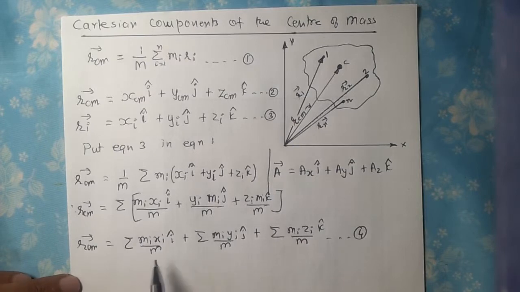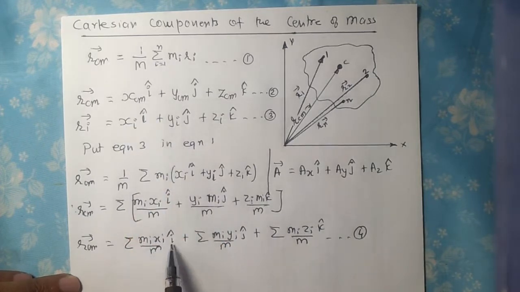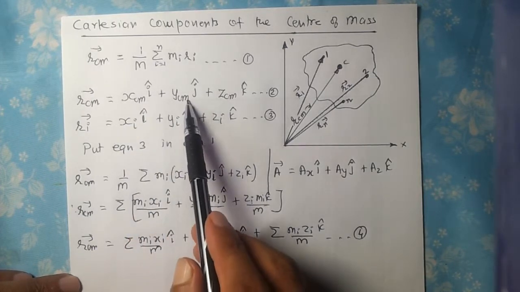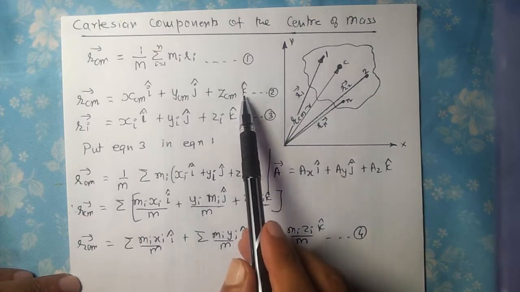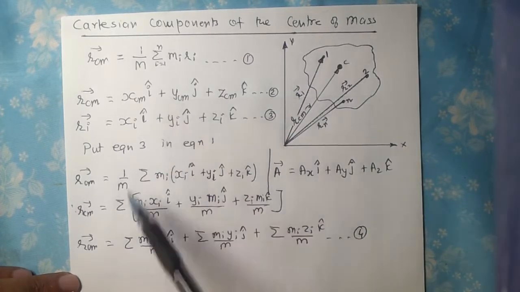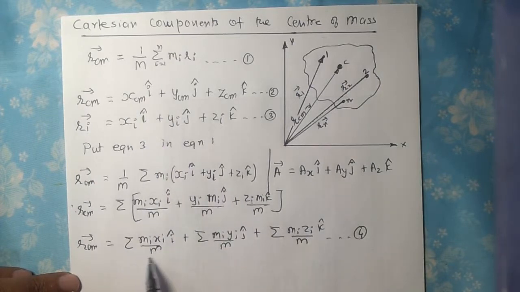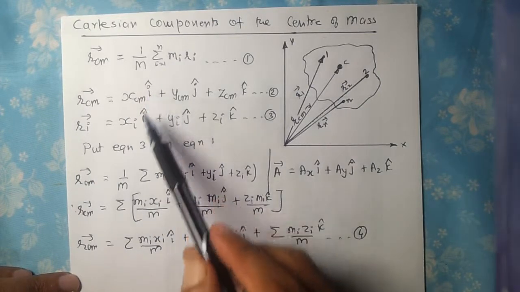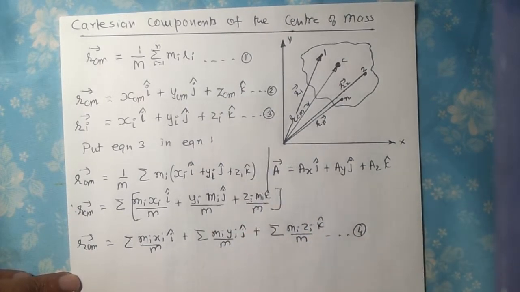Now let us compare equation 4 and equation 2. Both are equations for RCM. Here I have got XCM, and here also I have got this particular term, and I have got i over here and i over here. Similarly YCM, and I have got here a term which involves y and unit orthogonal vector j. Here I have got unit orthogonal vector k, and here also I have got k, and this term involves z. So if I compare these two equations, I get the value of XCM as this particular term. Similarly, YCM is this term, and ZCM is this term.